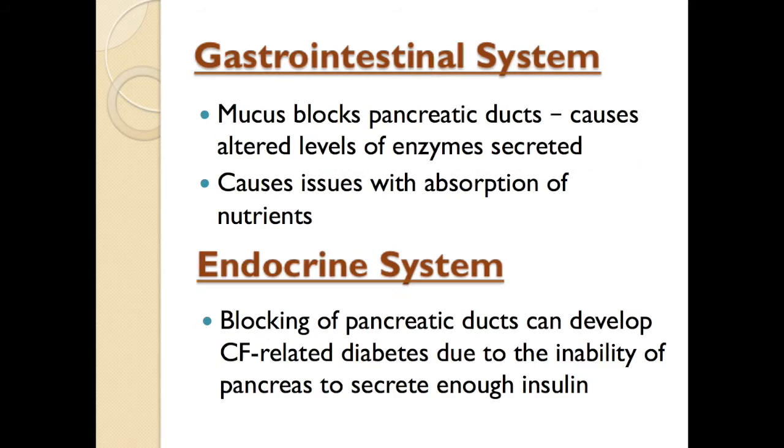Other systems that are affected include the gastrointestinal system via mucus blocking the pancreatic ducts, which alters the levels of enzymes that can be secreted, commonly causing issues with absorption. This is further linked to the endocrine system, as some cystic fibrosis sufferers can develop cystic fibrosis-related diabetes, due to obstruction of the pancreatic ducts that results in insulin deficiency.